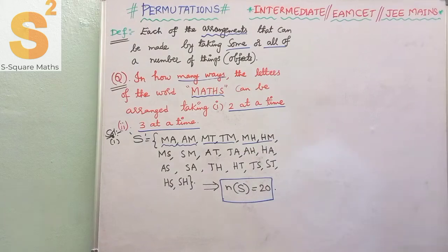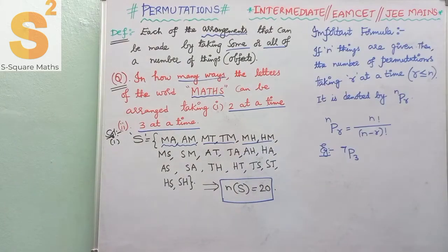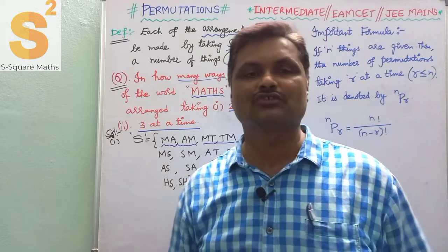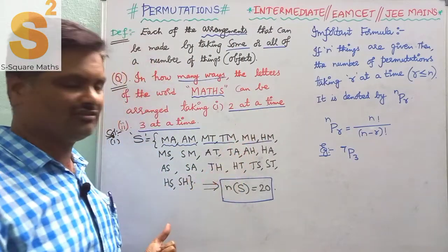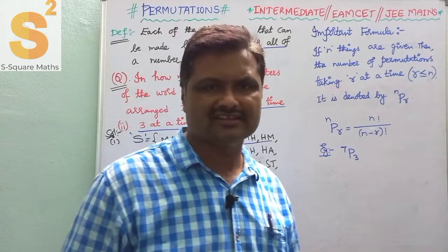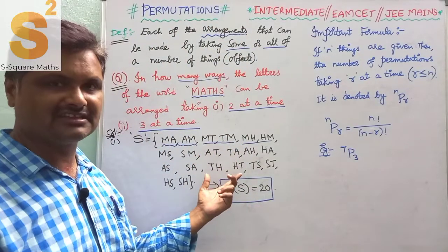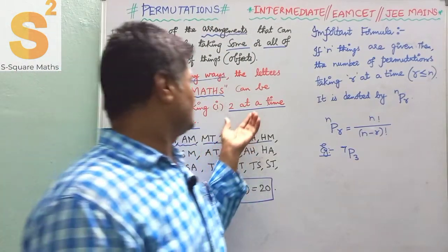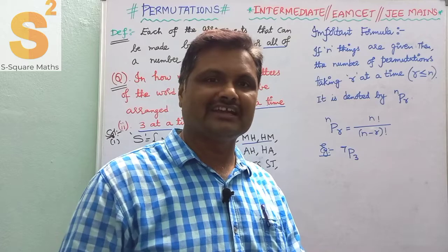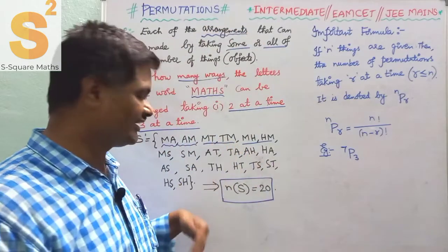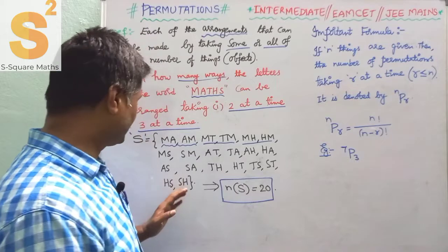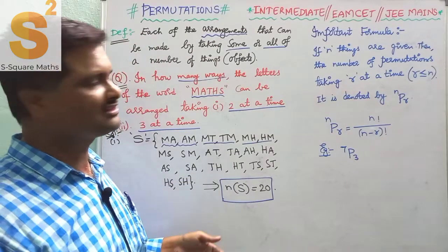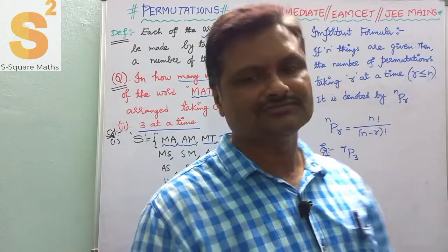Now the natural question arises. Since we have taken 2 at a time, we are listing out fewer arrangements. But if the letters are more, 3 at a time, 4 at a time, we are going to get very many elements. So there is an important formula.